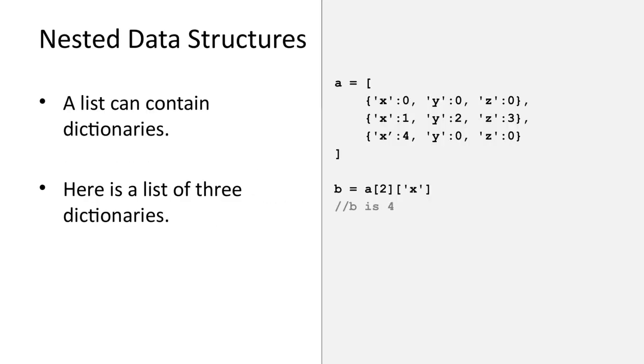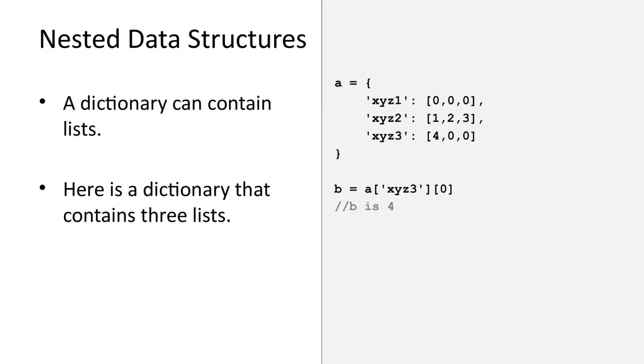We can also nest lists and dictionaries inside one another. In this example, we have created a list that contains 3 dictionaries. And in this example, we have done the opposite. We have created a dictionary that contains 3 lists.